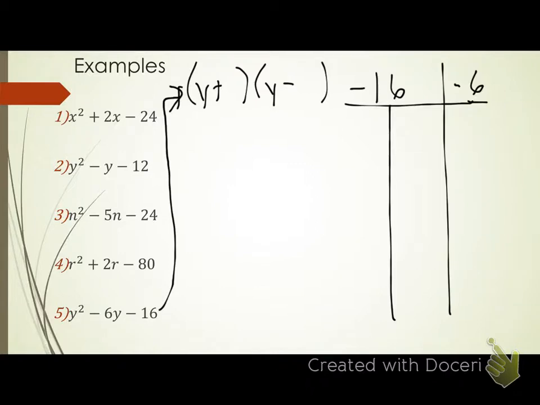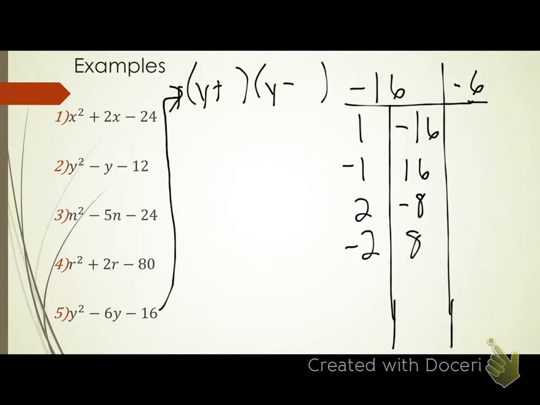All right, what's the first factor of negative 16? 1, negative 16, negative 1, positive 16. What's the next one? 2, negative 8, negative 2, positive 8. What else? 4, negative 4. Negative 4, 4. And is that it? Yes.